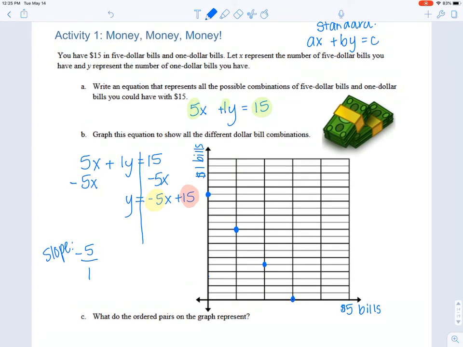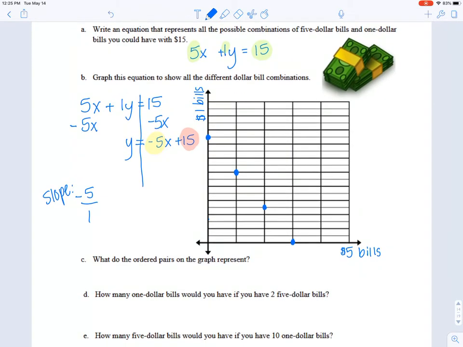So there's 4 different possibilities for the different combination of bills that I can have. So the ordered pairs on the graph represent just that. The different combinations of $1 and $5 bills that total $15, of course.